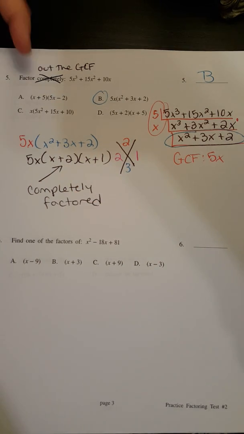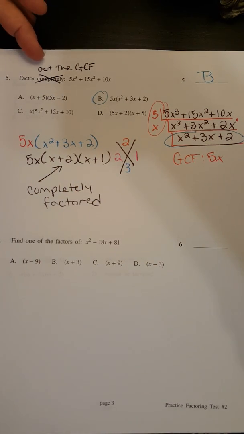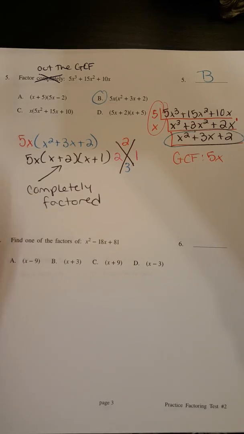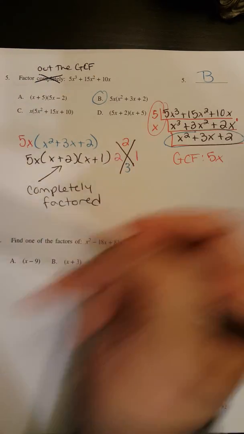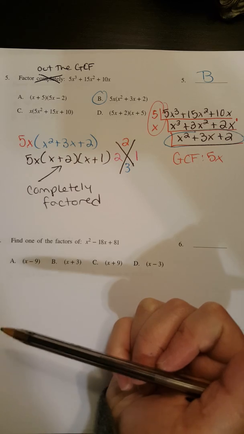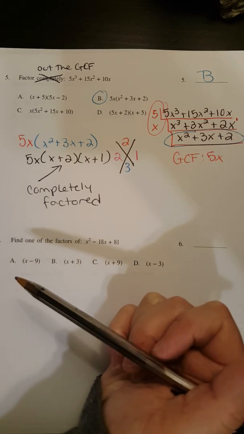But now that we have fixed the instructions, and that will be fixed on yours, that should just say factor out the GCF, which gave us two different answers. But most of the time you will be factoring as far as you can go.